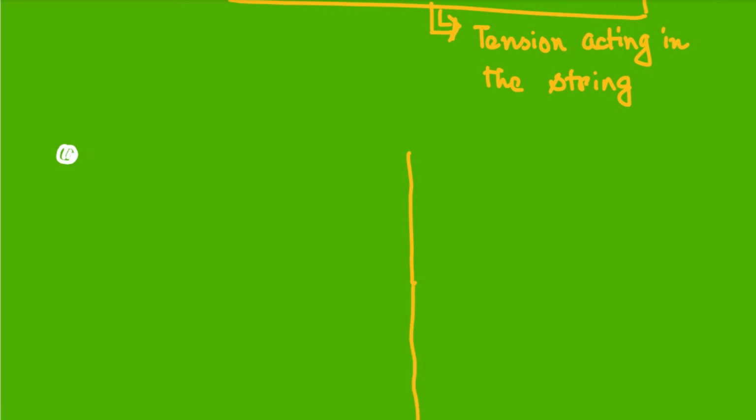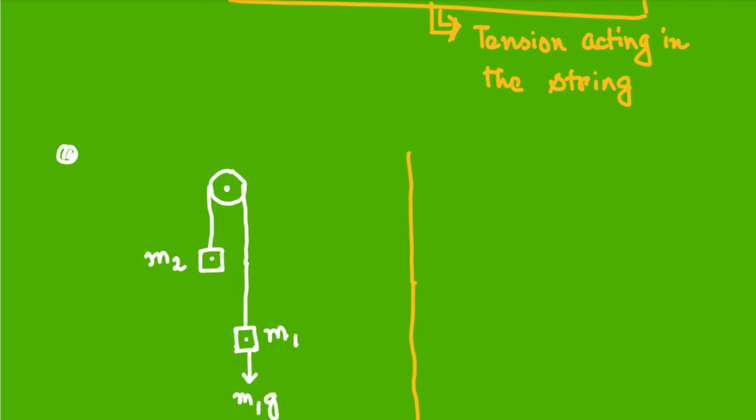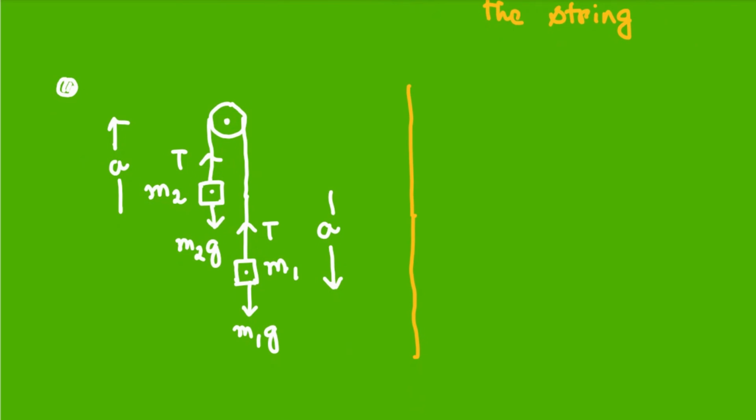Now we can compare this case with the normal case, that is, two bodies are connected to the two ends of a string and the string is passing over the pulley. Two bodies of masses m1 and m2 are tied to two ends of a string and that string is passing over a light and frictionless pulley. m1g is the weight of the body of mass m1, T is the tension acting in the string in connection with the motion of the body of mass m1, m2g is the weight of the body of mass m2 and T is the tension acting in the string. The body of mass m1 is moving downwards with the acceleration a and the body of mass m2 will be moving upwards with the same acceleration a.